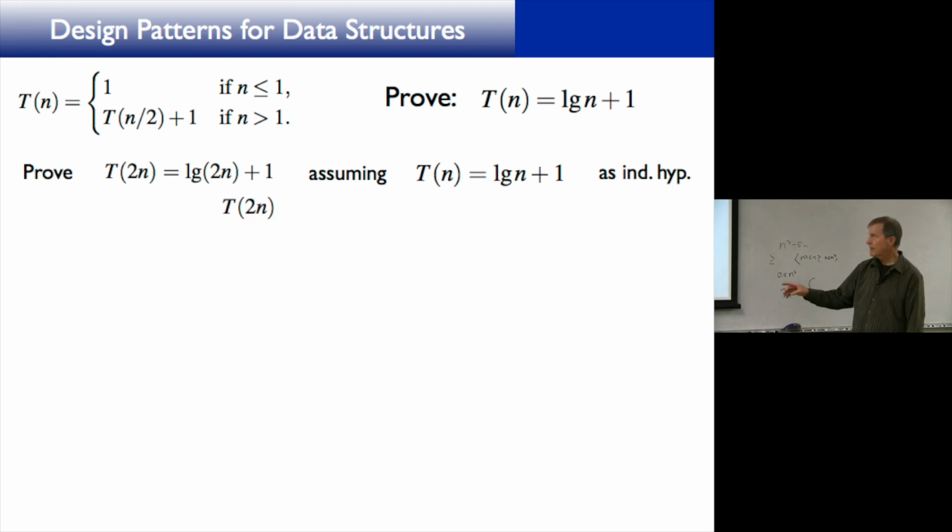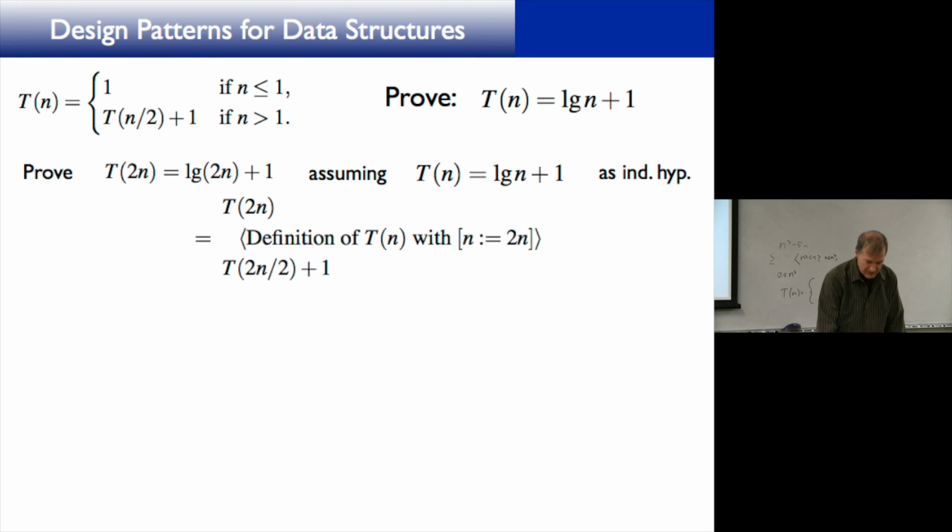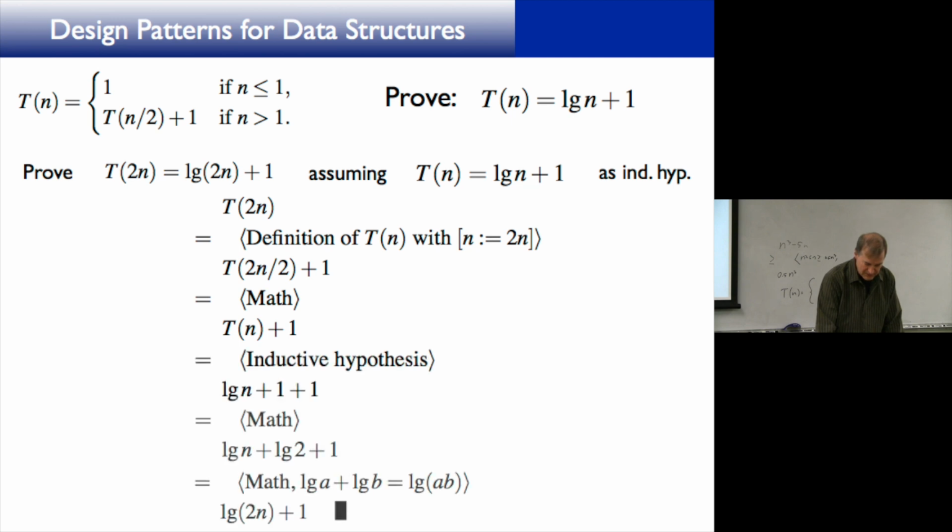And so you start with T of 2n, use the definition of T of n with n replaced by 2n, then some math, T of n plus 1, inductive hypothesis, log n plus 1, equals by some math log n plus log 2. You had this little log stuff, remember that? And that's how you do that.